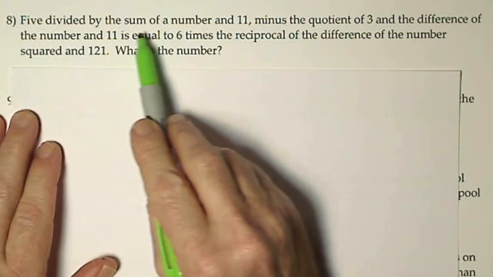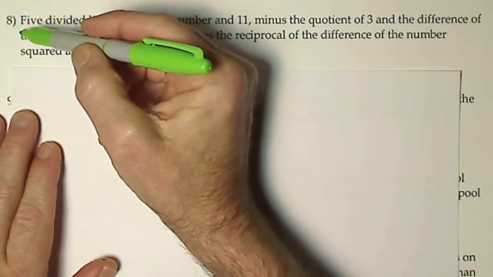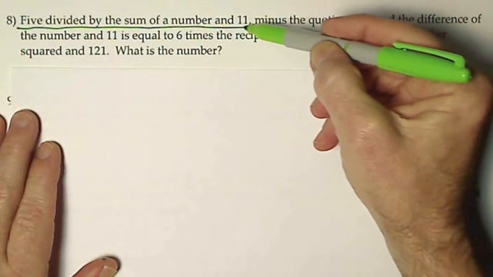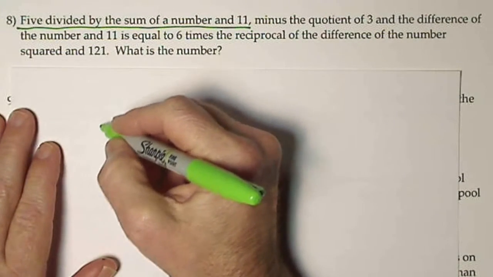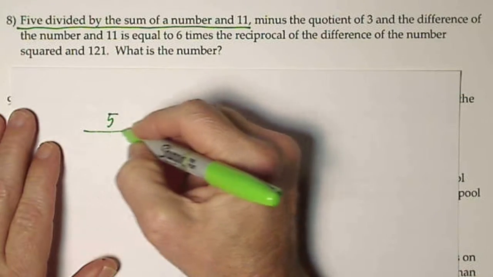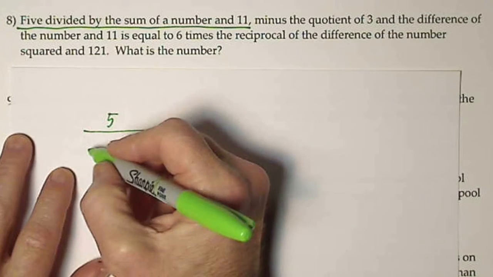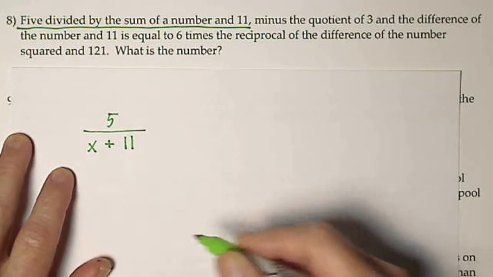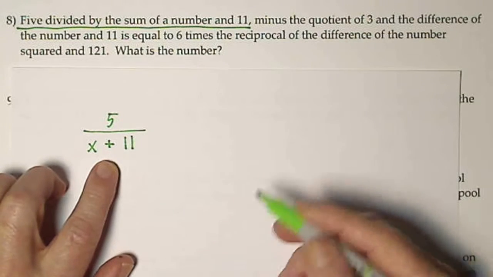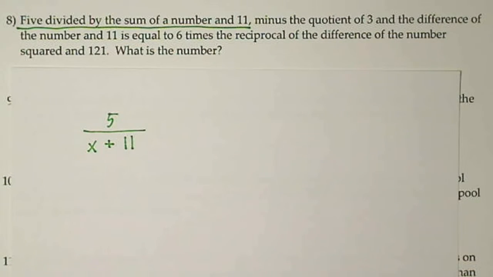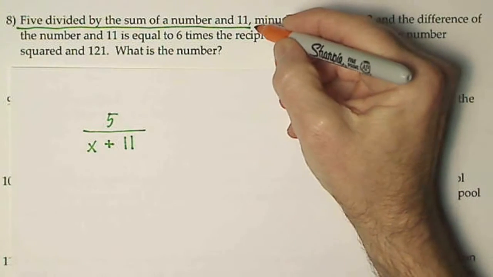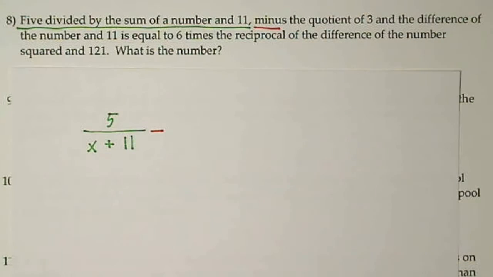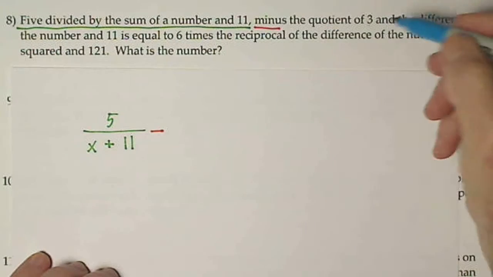Okay, 5 divided by the sum of a number and 11. So here's 5 divided by the sum of a number and 11. And because of the word sum, we put that plus sign between them. Minus, so there's our minus. Let's see, what do they want now? The quotient of 3 and the difference of the number and 11.